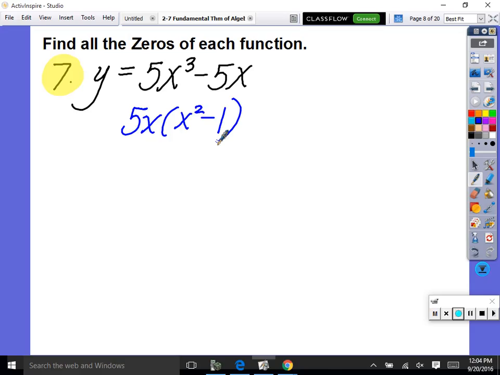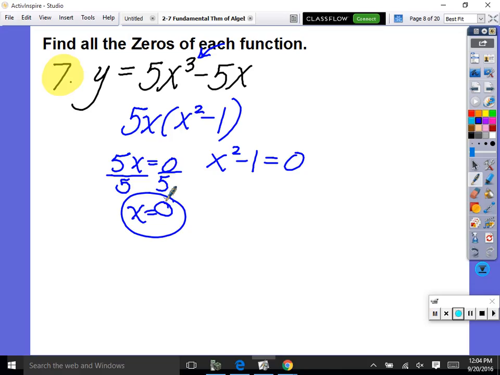So we know the fundamental theorem of algebra says that we should have 3 solutions. So we set 5x equal to 0. We set x squared minus 1 equal to 0. Solve for x in each case. Divide by 5. So x is equal to 0. There's one of our solutions. And then we add 1. x squared is 1. Square root it. Root cancels out power. x is equal to plus and minus 1.